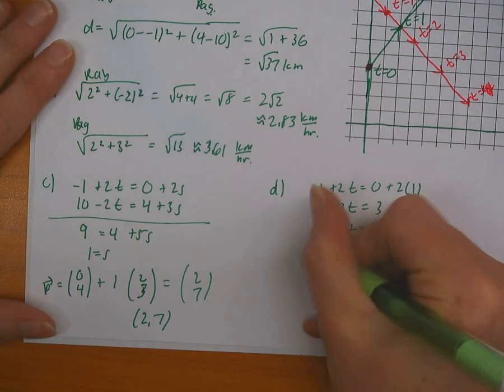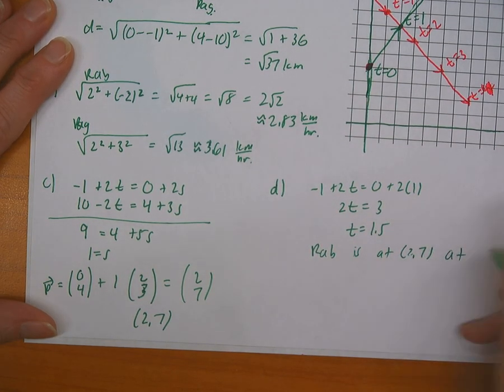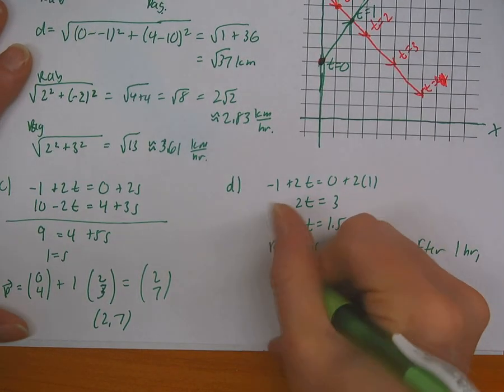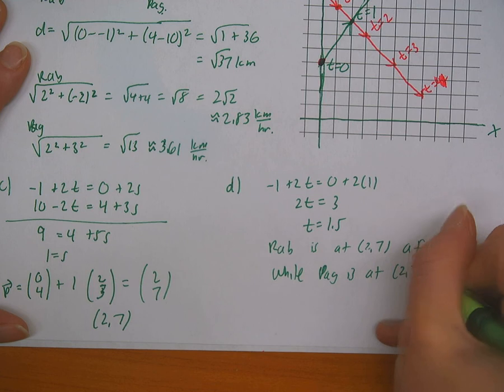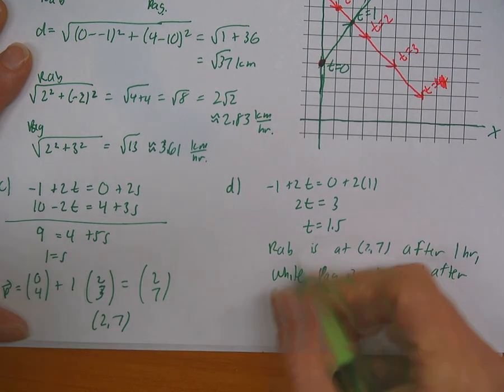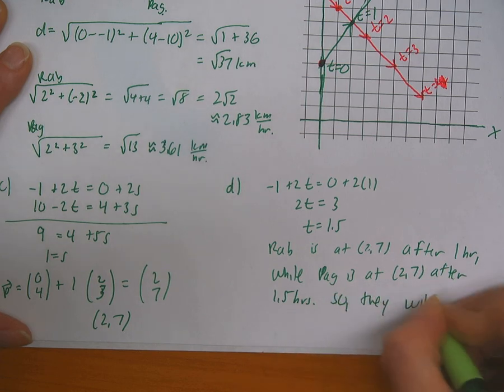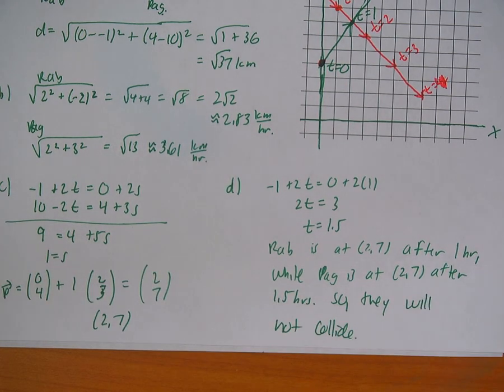So RAB is at 2 comma 7 after 1 hour, while PAG is at 2 comma 7 after 1.5 hours. So they will not collide. So their paths cross at 2 comma 7, but they don't actually collide because they're not there at the same time. That's how you figure out if there's a collision or not.